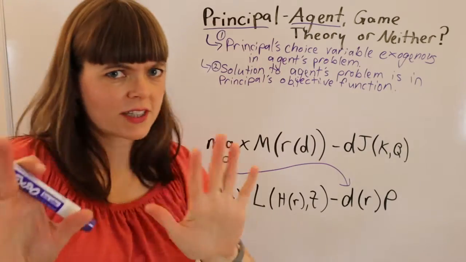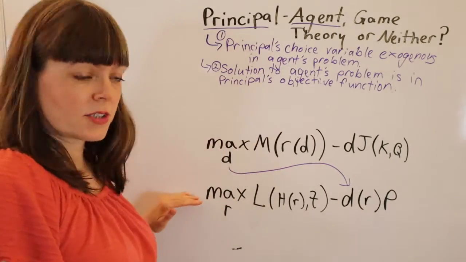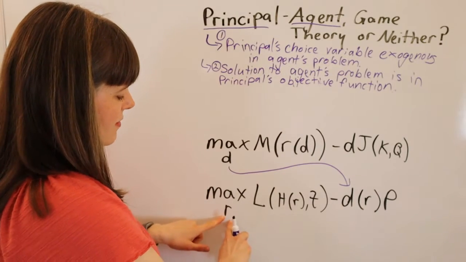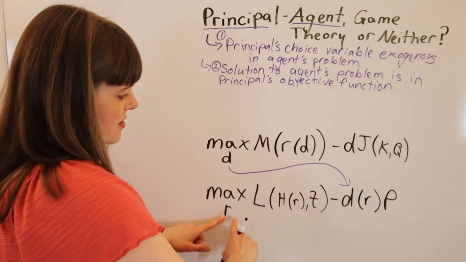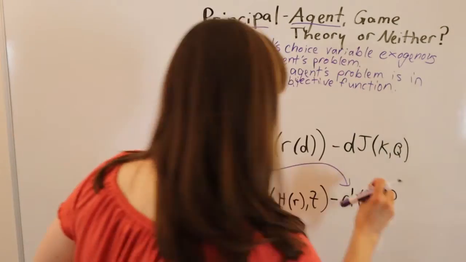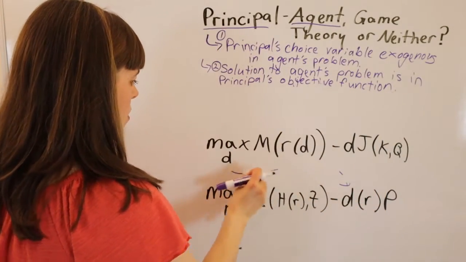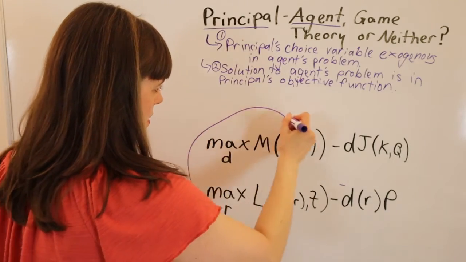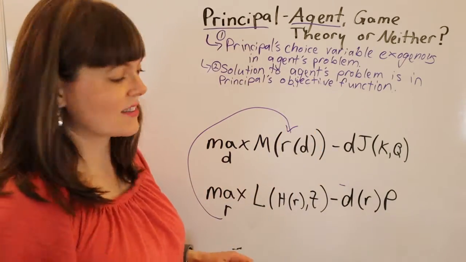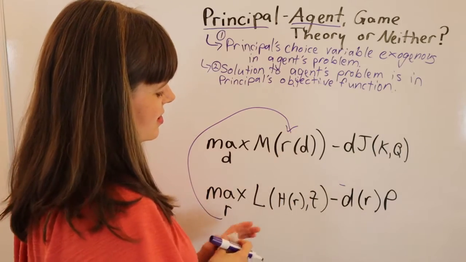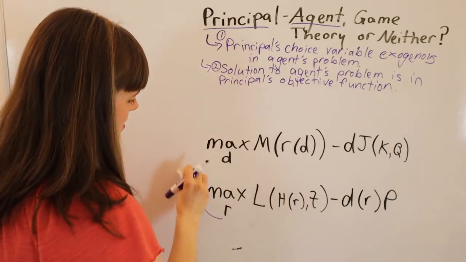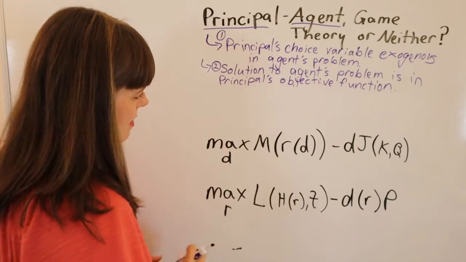So that's not true, but let's check the other player, because maybe this is the principal and this is the agent. So let's see, does this choice variable r appear exogenous in the other player's problem? Let's check that. Well, r does appear in the other player's problem, but it's not exogenous. This is endogenous, so we've already violated one of the criteria of principal agent, so this is not a principal agent pairing.